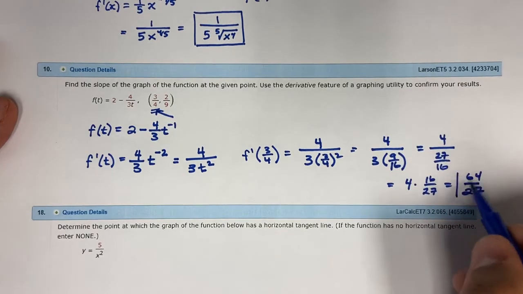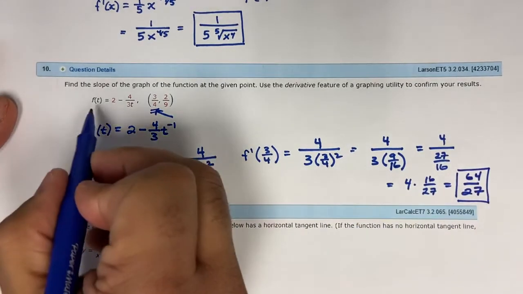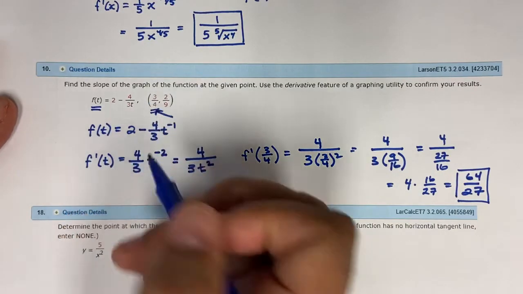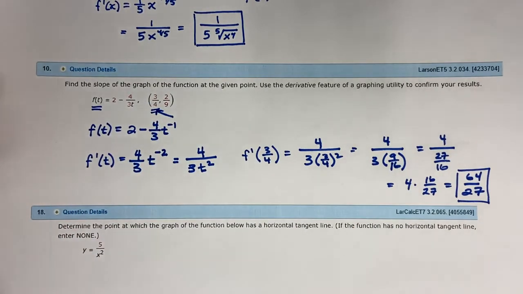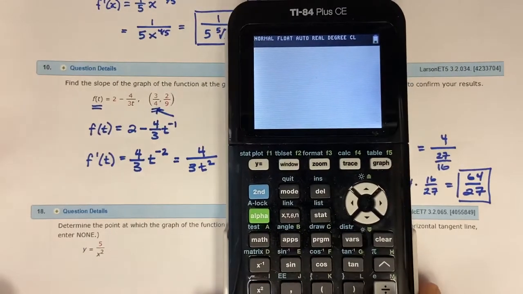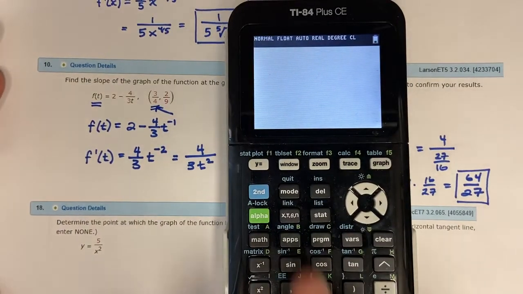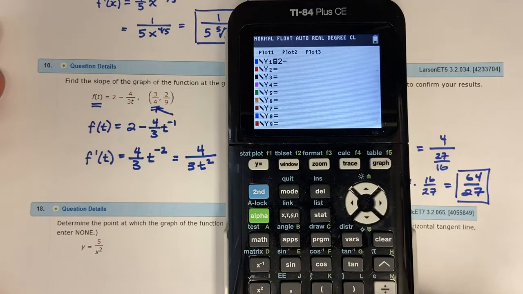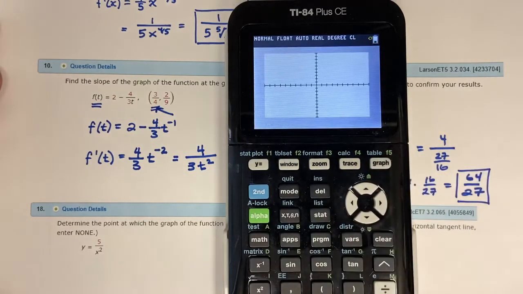So that would be the slope of this original function, f of t, evaluated when x is 3/4, right? So that's the slope of the function at that value. I just want to show you that your calculator can do this also. Just to remind you, there's a video about this in our Blackboard site, but just to show you, if I put this original function in, 2 minus 4 divided by 3, I'm going to use x instead of t, just for ease. So I'm going to graph that function.